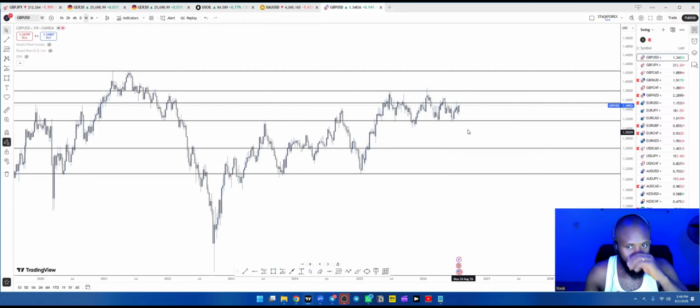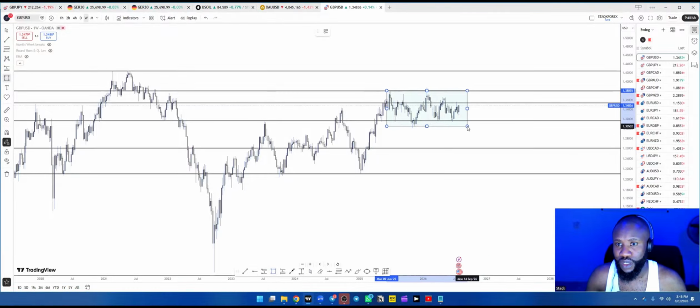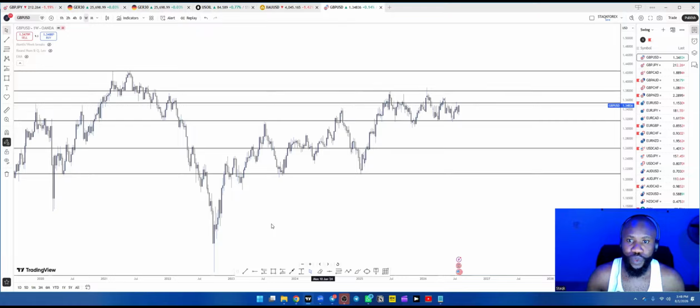Something like this ranging phase on GBPUSD can trap a lot of traders. You can be selling and buying at the same time. But if you zoom out to the bigger picture, then you will discover that the GBPUSD is ranging.